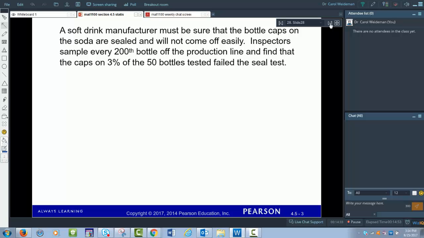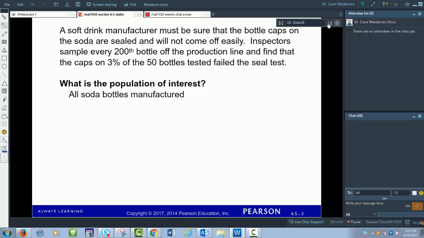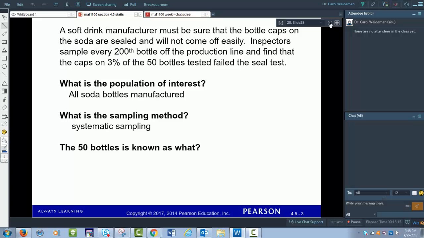Okay, let's work a couple examples. A soft drink manufacturer wants to make sure the bottle caps on soda are sealed and do not come off easily. They sample every 20th bottle off the production line and find the seals on 3% of 50 bottles tested failed the seal test. What is the population of interest? The big group from which we took the 50 was what? The bottles that are manufactured at this particular manufacturer.